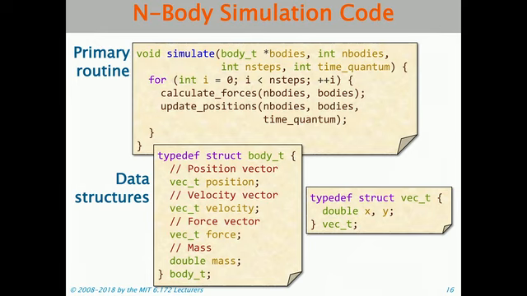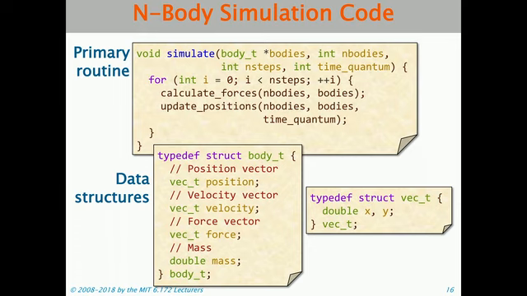At a high level, the n-body code is pretty simple. We have a top-level simulate routine, which just loops over all the time steps during which we want to perform this simulation. At each time step, it calculates the various forces acting on those different bodies. And then it updates the position of each body based on those forces. In order to do that calculation, it has some internal data structures, one to represent each body, which contains a couple of vector types. And we define our own vector type to store 2 double precision floating point values.